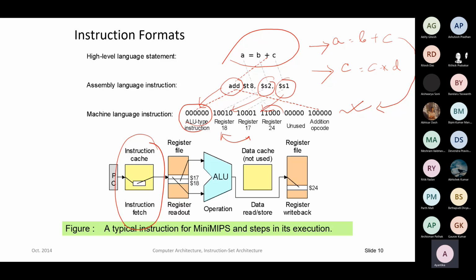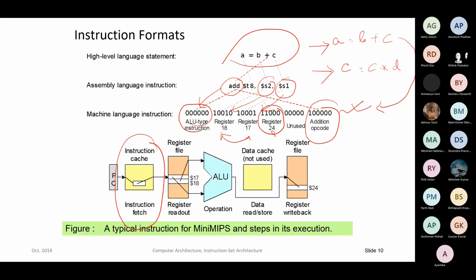Then it is the destination register, that is register 8. And then these are some unused parts that are reserved for future instructions, other types of instructions. Sorry, this is a register type of instruction, and this is the addition opcode. That means the opcode signifies what type of instruction you are going to execute. This is an ALU type of instruction. If it has some other code, it may be a memory type of instruction, memory load, store, etc.